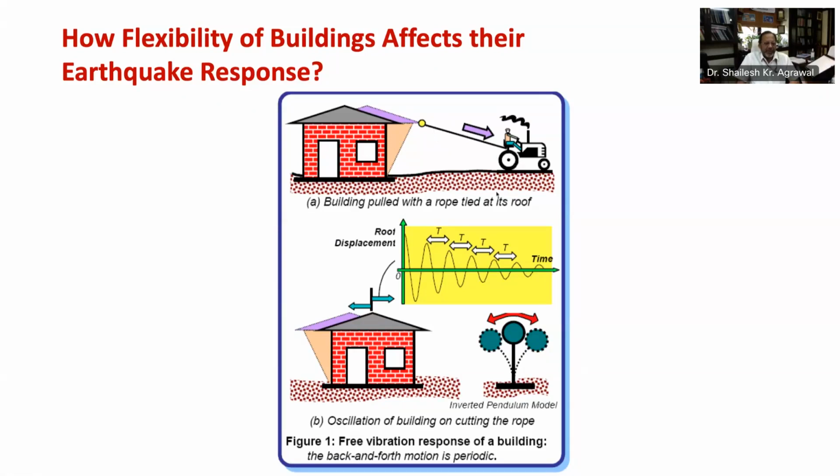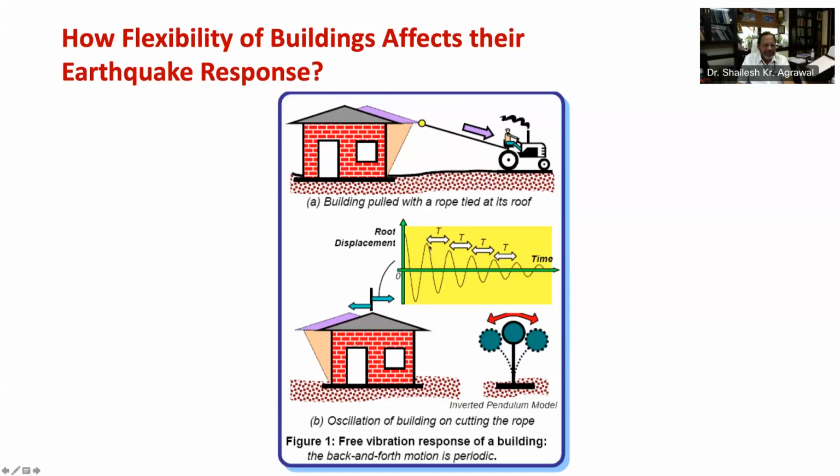Now let's cut the rope. The building, once the rope is cut, will oscillate back and forth horizontally as shown in this figure 1b, and after some time come back to its original position. Graphically, these oscillations can be represented as shown in this yellow graph, and they are periodic in nature. The time taken in seconds to complete each cycle of oscillation, that is one complete back and forth motion, is the same and is called fundamental natural period and denoted by T of the building.